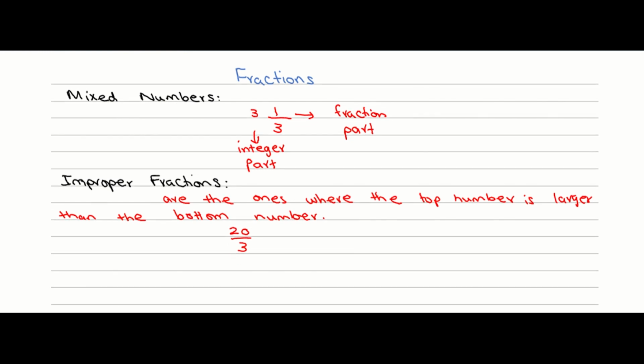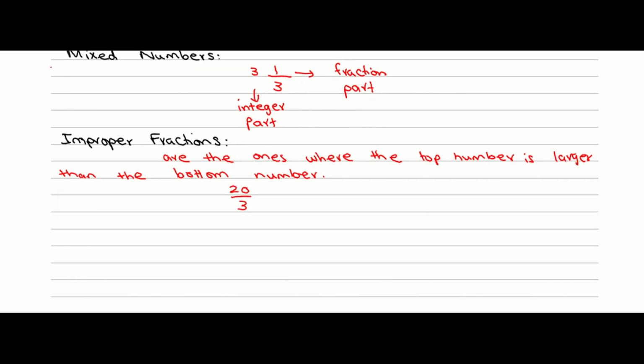Now we will discuss how to convert mixed numbers into improper fractions. So let's discuss it with some examples. Our example is express 4 whole 2 over 3 as an improper fraction.